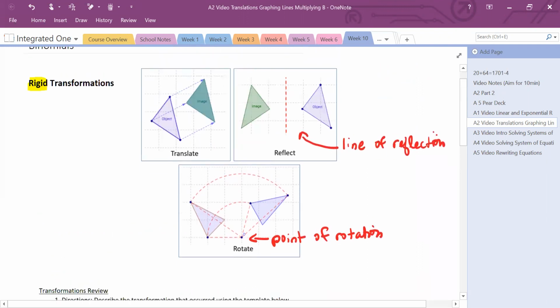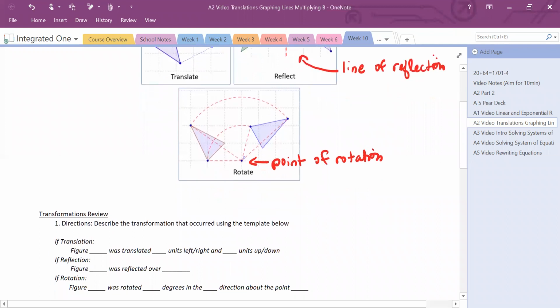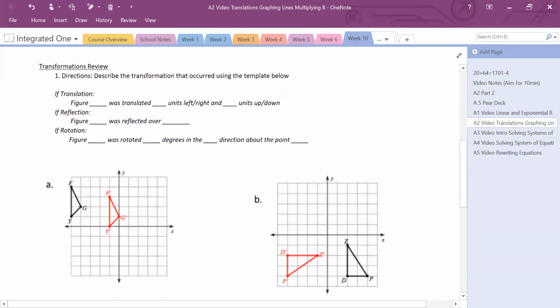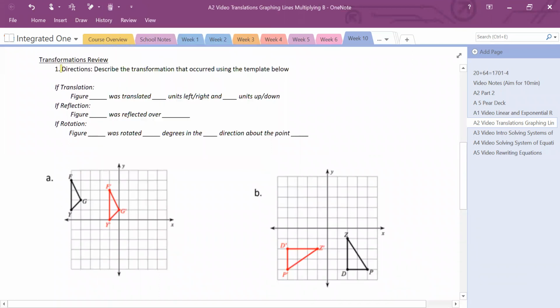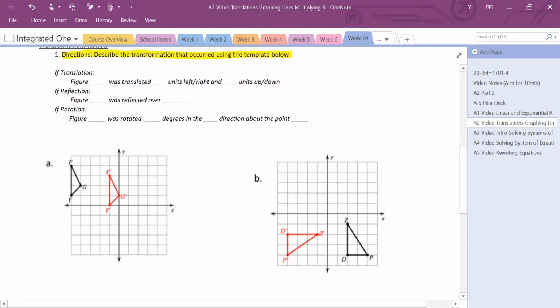Now, it's a little bit of vocabulary, no worries. Let's do a couple of examples. And on your worksheet or in your pair deck, you're going to see something very similar to this. It's going to give you these directions: describe the transformation that occurred using the template below. What they mean by that is when you're looking at A, we're going to see if this example A is a translation. And if it is, we're going to use this sentence right here and fill it in. If it's a reflection, we'll be using this sentence right here. And if it's a rotation, we'll be using this sentence right here.